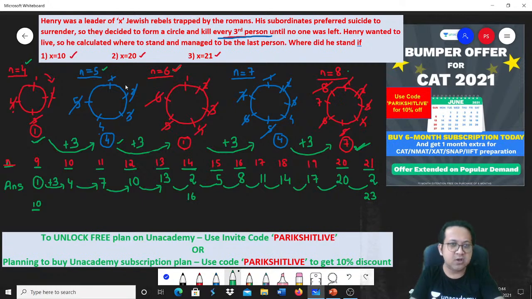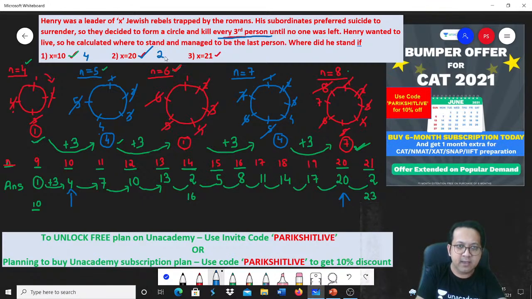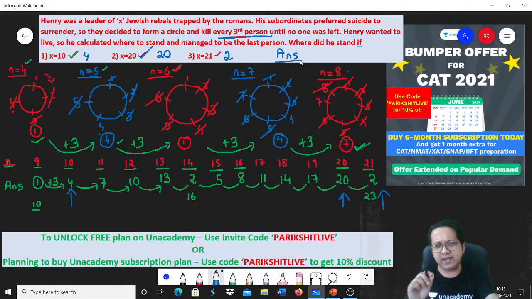So what's your answer? When n is 10, let's write down the answers. When n is 10, your answer is 4. So the first answer is 4. Next, when n is 20, the answer is also 20. Correct? And when n is 21, what's the answer? 2. These are the 3 answers. Did you get it? Very, very interesting case.